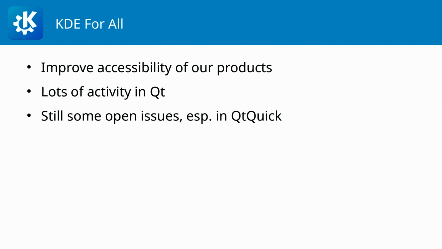And the third goal is KDE for All, which is about improving the accessibility of our products. I'm very happy that there is lots of activity around accessibility in Qt, and especially Qt6 has a lot of improvements there, but there are still some open issues, like, for example, keyboard navigation in Qt Quick is not as easy to achieve as it is in widgets, for example.